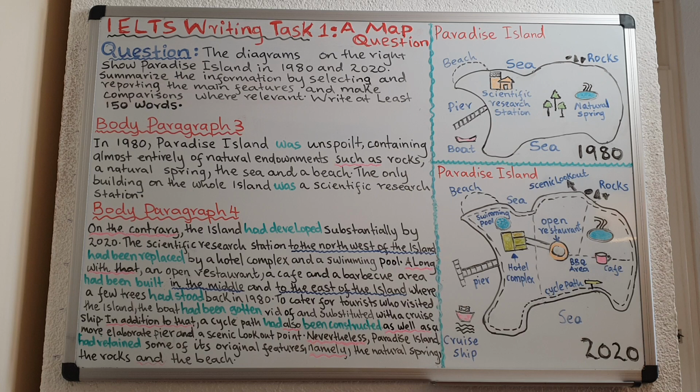So, if you look at Paradise Island in 2020, if you look at the middle, you have an open restaurant. You have a barbecue area, and if you look at the east of the island, where the trees were before in 1980, you now have a cafe.